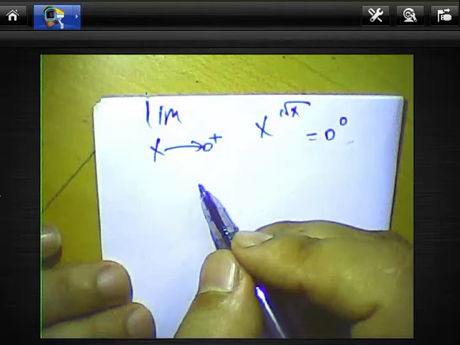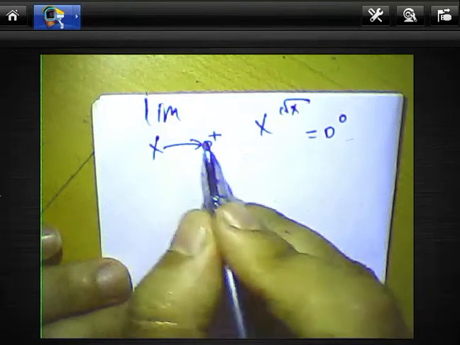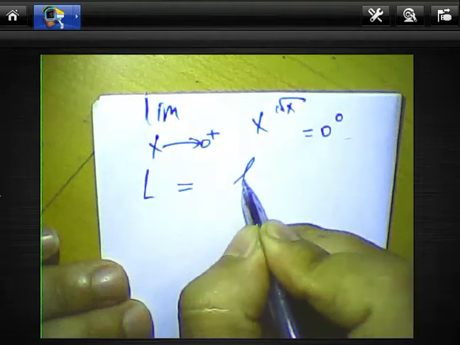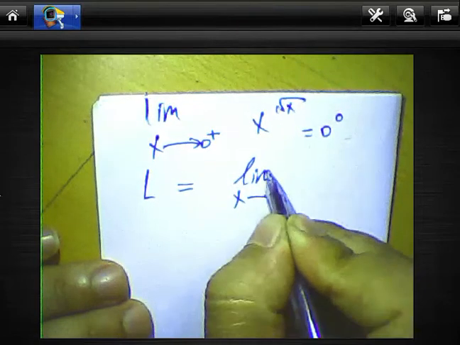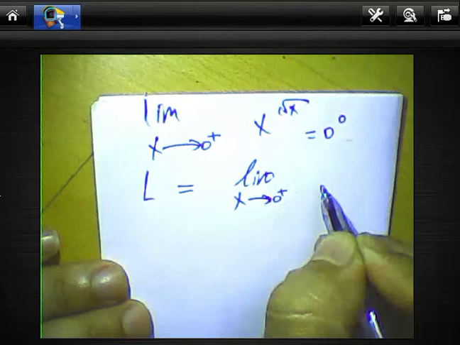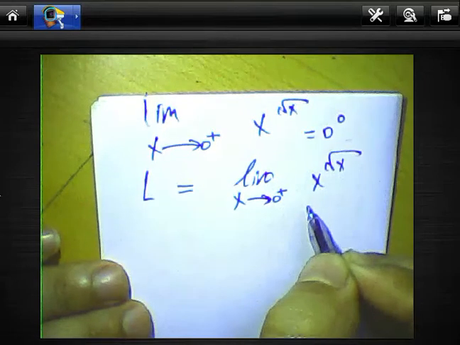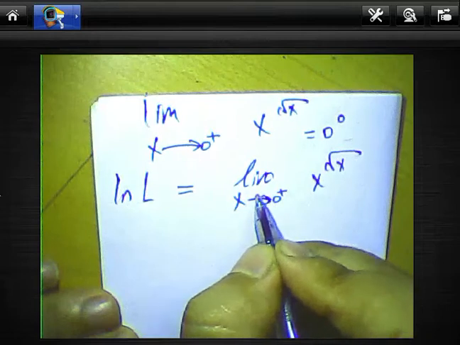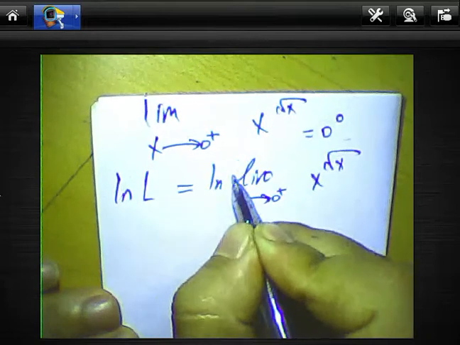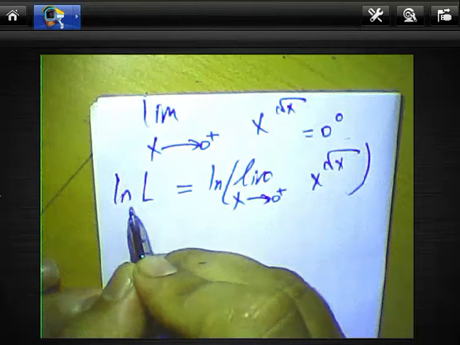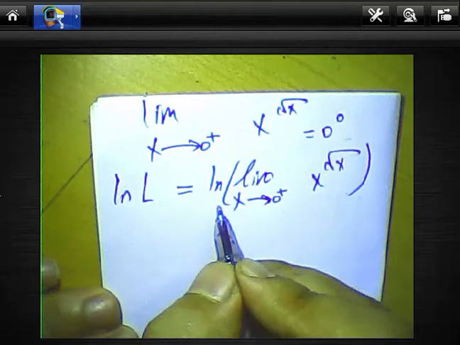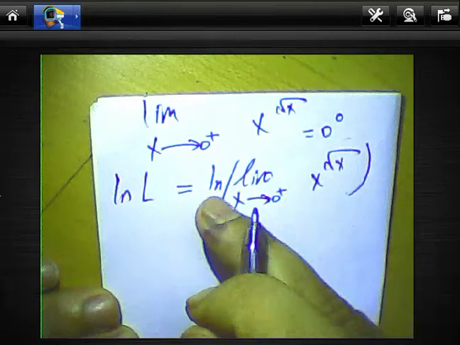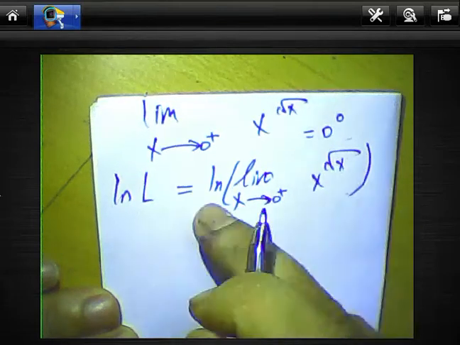Who can solve it? We will call this limit L. L equals the limit when x approaches 0 plus of x to the power root of x. And I will put ln on both the left hand side and the right hand side. We can use the properties of ln here, so we can drop the power outside.